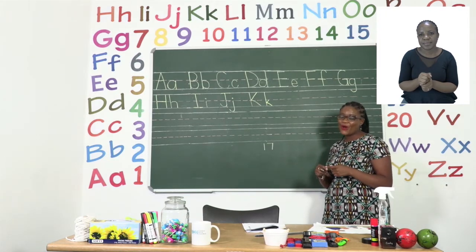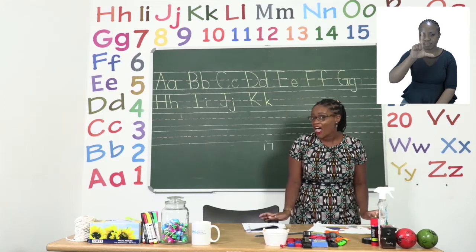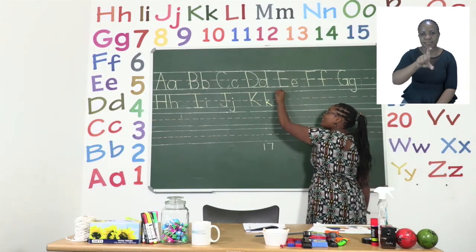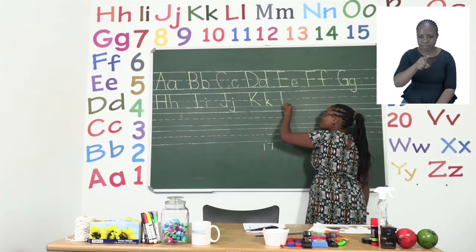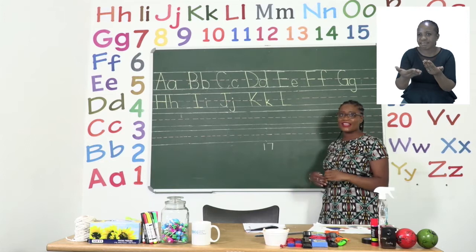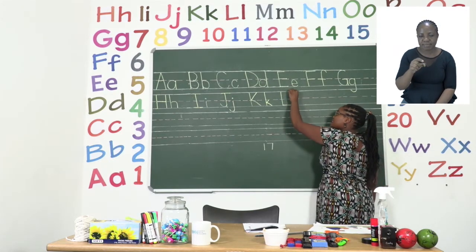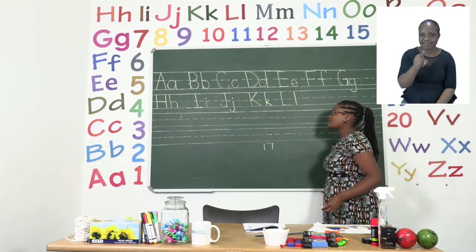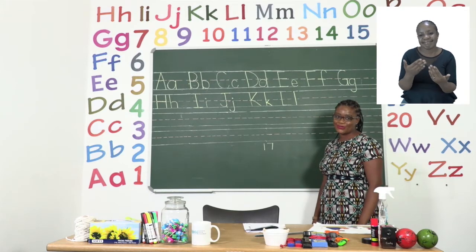Let's move on to L, also known as L. Now L is very easy. It's down and across. She is just sitting with her legs in front of her. And then we have small letter L, which is just down. This one is so easy, grade 2s. I know you'll be able to do it.